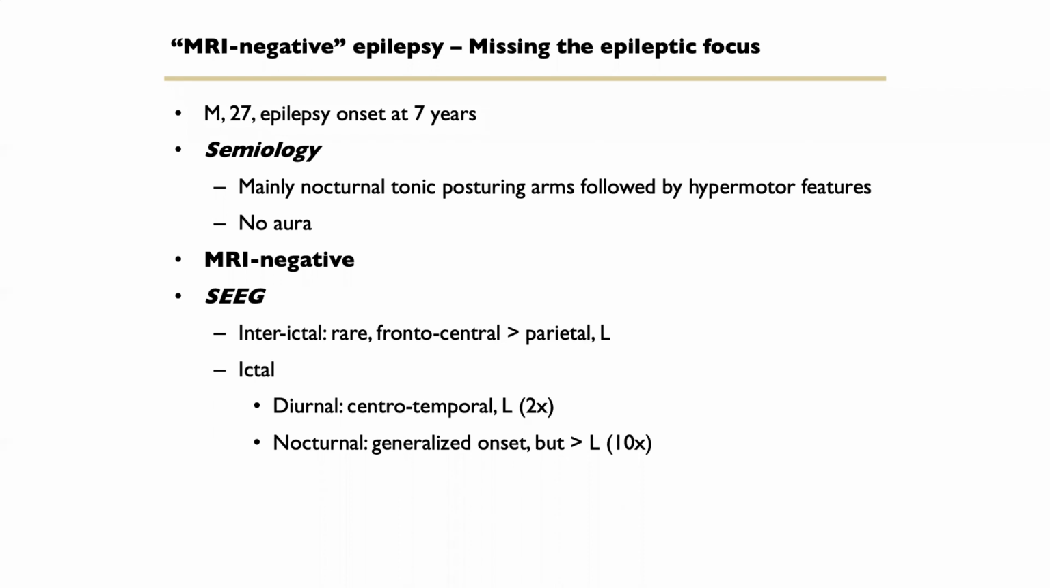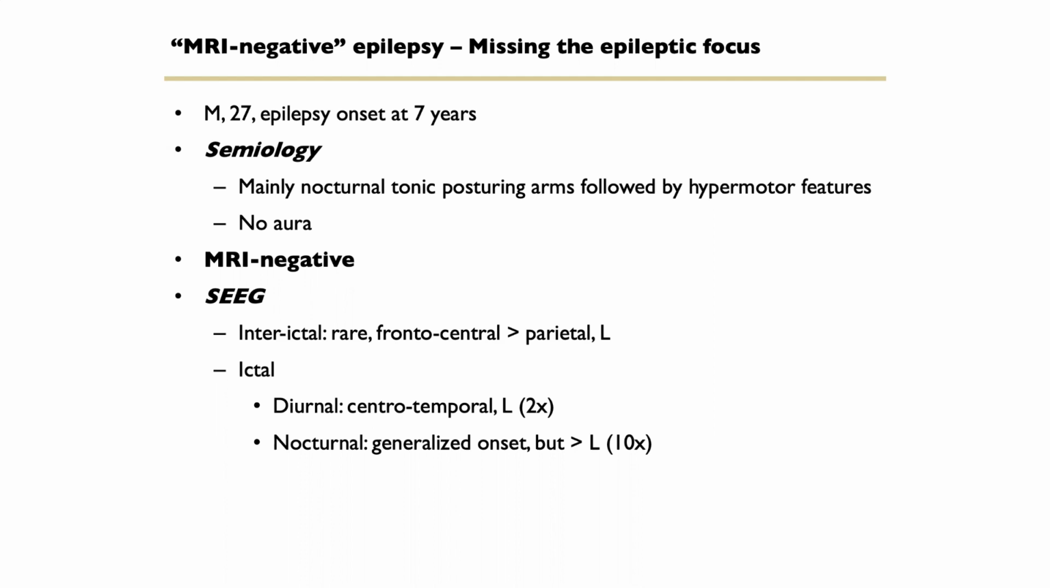Here is another example of a difficult to see case in which the diagnosis of MRI negative epilepsy led us to miss the epileptic focus. So this was a 27-year-old male with epilepsy that started at 7 years of age. He had mainly nocturnal tonic posturing with arm dystonia followed by hypermotor features. There was no aura in these seizures.